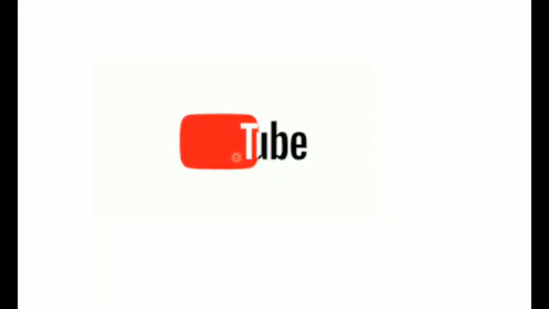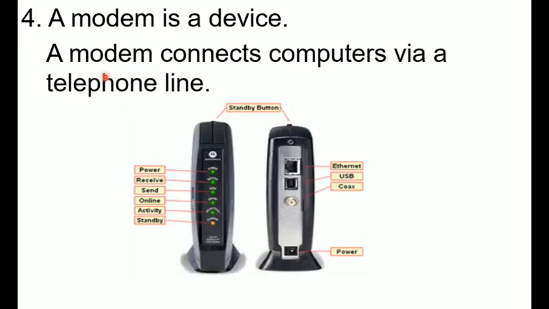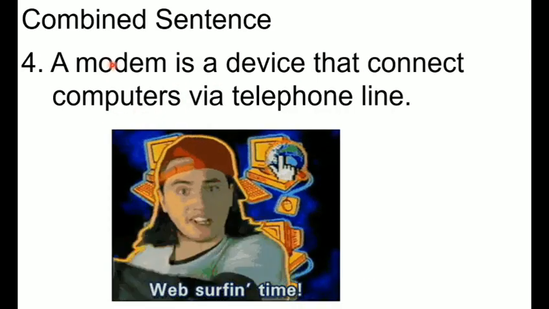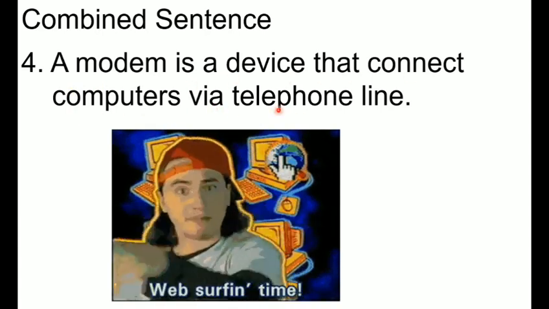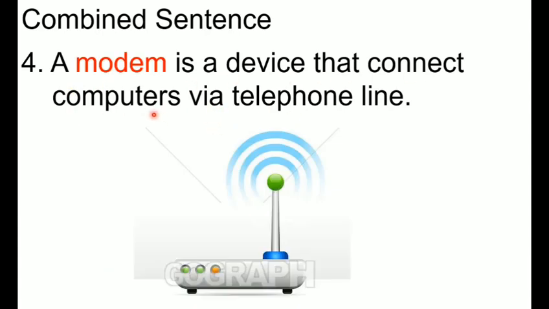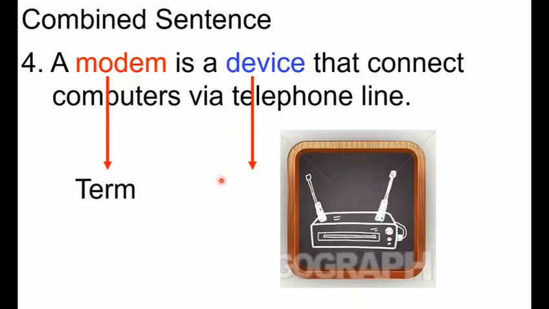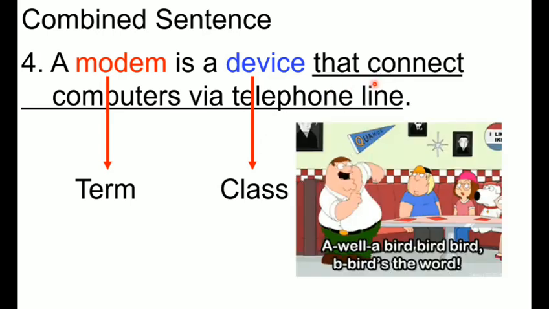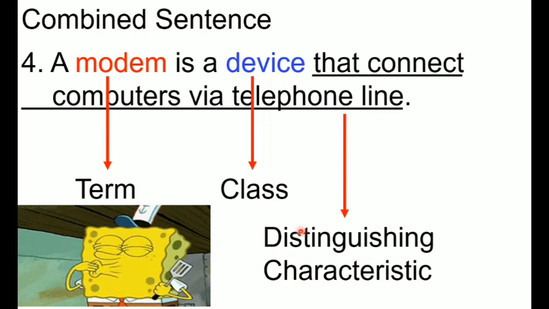Okay. Number 4. First sentence: a modem is a device. Second sentence: a modem connects computers via a telephone line. Okay. Combined sentence: a modem is a device that connects computers via telephone line. Where modem is our term, device is our class, and that connects computers via telephone line is our distinguishing characteristic.